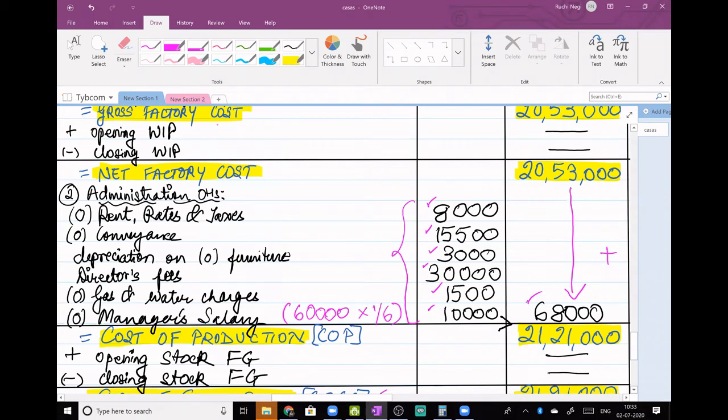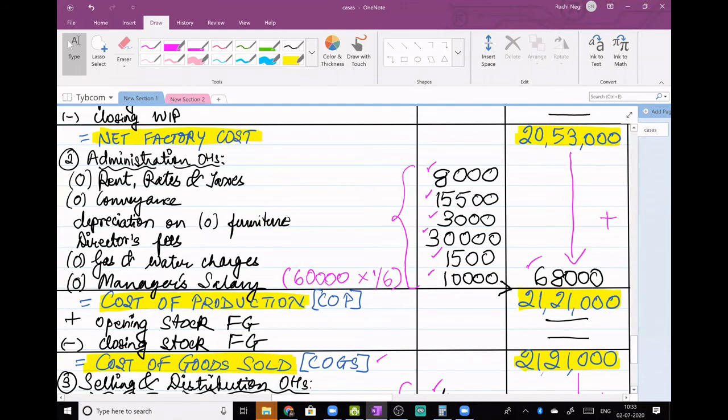So this is my cost of production. Add opening and closing stock of finished goods to it. See, there is no units produced. We don't know the quantity. So obviously we don't know the units sold also. So we don't know how much is unsold also. Closing stock means unsold stock. So that is also nil. Then I will get my COGS, cost of goods sold.